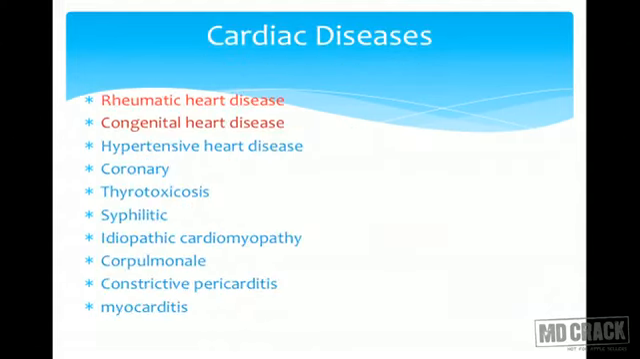Which are the common diseases? The commonest disease is rheumatic heart disease, still at number 1. Second is congenital heart disease, maybe cyanotic, maybe acyanotic variety. Others are hypertensive heart diseases, coronary heart diseases, thyrotoxicosis, syphilitic lesions, idiopathic cardiomyopathies, cor pulmonale, constrictive pericarditis, and myocarditis.